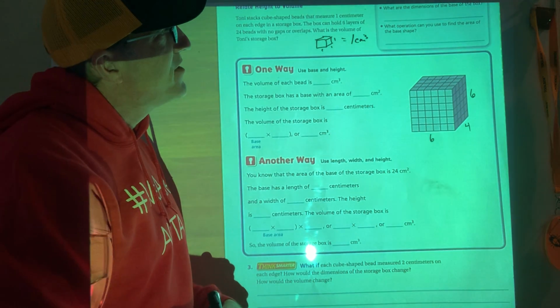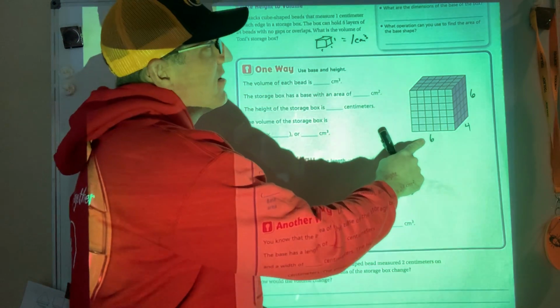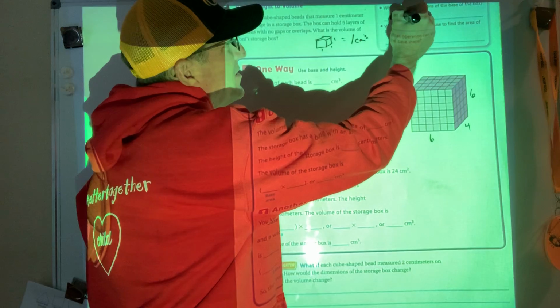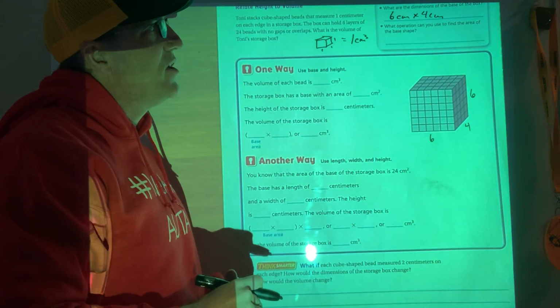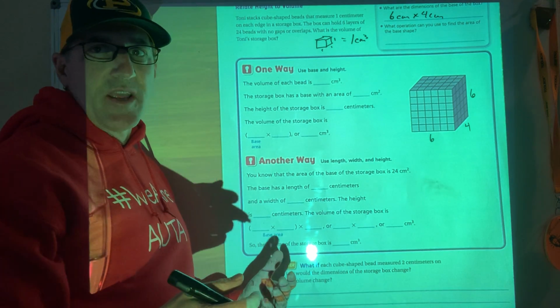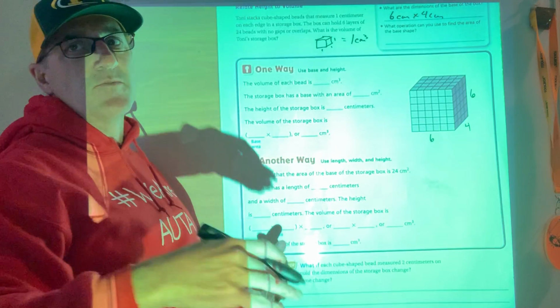What are the dimensions of the base of the box? So the dimensions of the base of the box are 6 by 4. 6 centimeters by 4 centimeters. What operation can we use to find the area of the base shape? Remember, area equals length times width, so the operation is times, multiplication, right?